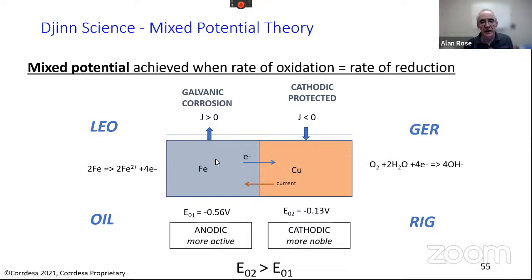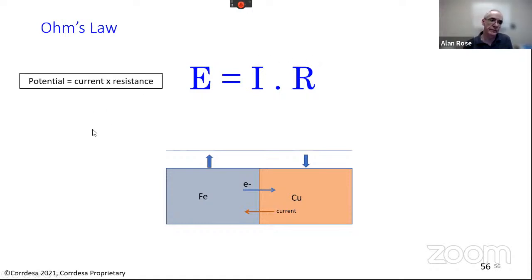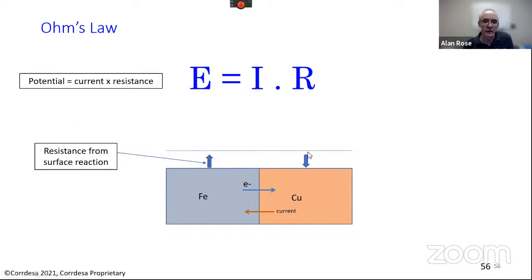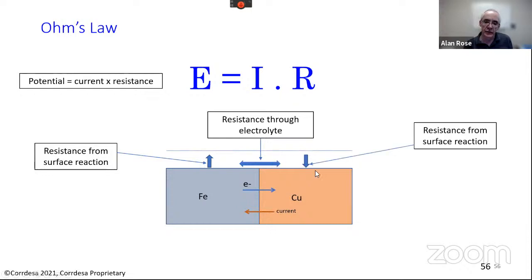But the idea is that there's a circuit set up. And the way I think about it, when you think about Ohm's law, which is the relationship between potential, current, and resistance: the potential is the current times the resistance, okay? And there's a circuit here where you have a resistance due to these reactions on the surface. You have a resistance, the impedance drop in the electrolyte here. And then you have resistances due to these reactions. So it's an electric circuit.